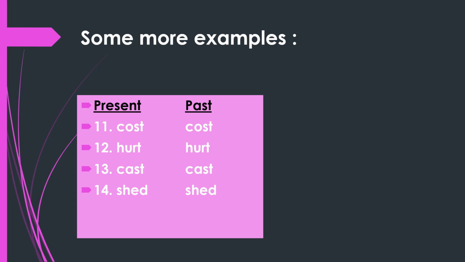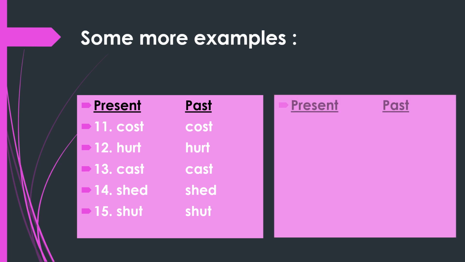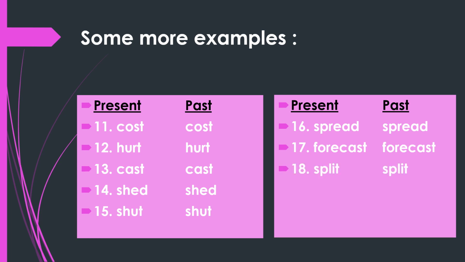Number 14 is shed, it remains the same in the past tense. Number 15 is shut, it remains the same in the past form. Number 16 is spread. Spread always remains the same in the past form. Number 17 is forecast. This remains the same in the past tense. Number 18 is split. It remains the same in the past tense.